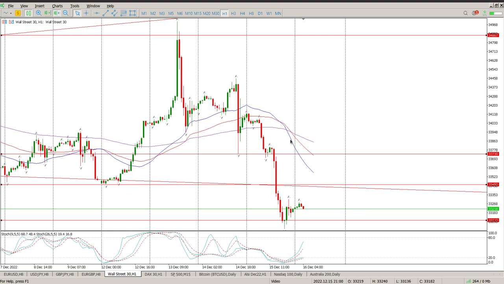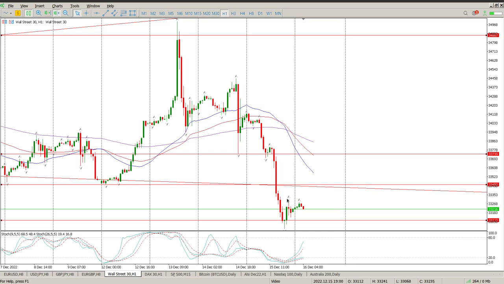Problem that I have on the hour is we do have a crossover here. We haven't had confirmation of that crossover, so we need a retest of this area, 33,740, for us to get confirmation. Oscillators separating quite nicely, looking like a bit of a flag forming.